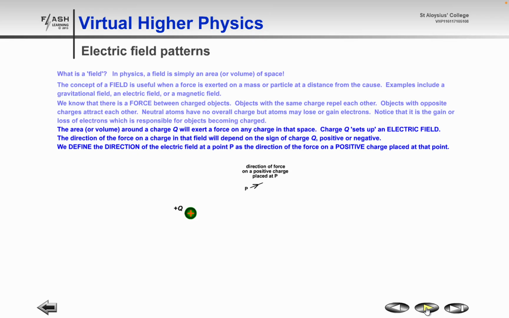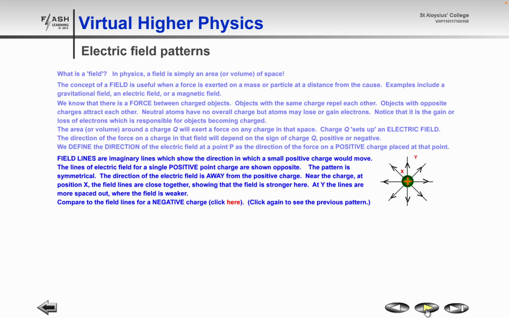So the area around a charge will exert a force on any other charge within that. In this example here, the charge plus Q is setting up an electric field. This is just a way of visualizing the forces involved. The direction of force on a charge in that field depends on the sign of the charge, positive or negative. And we pick a convention here: we always define the direction of the electric field as the direction of the force on a positive charge. So whether this is positive or negative, the force arrow here will always point the direction as if this one is a positive charge. So if that charge there was negative, then that arrow would be pointing in towards it. We'll see in a second.